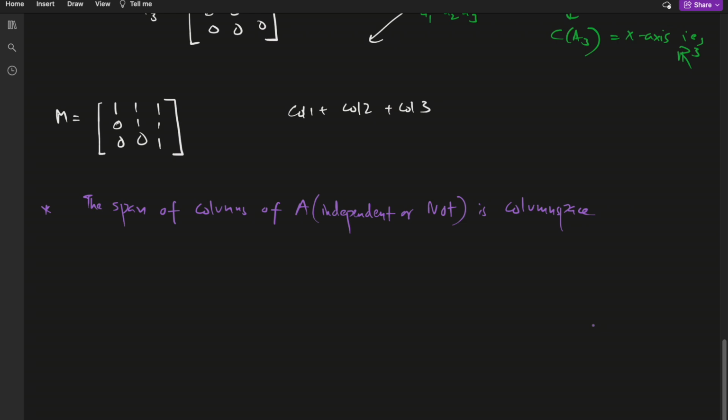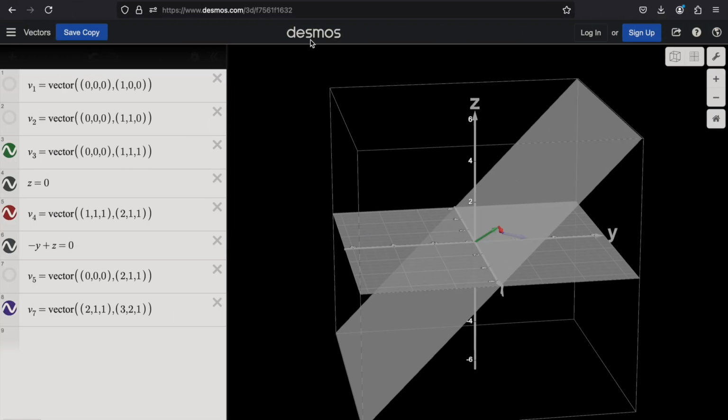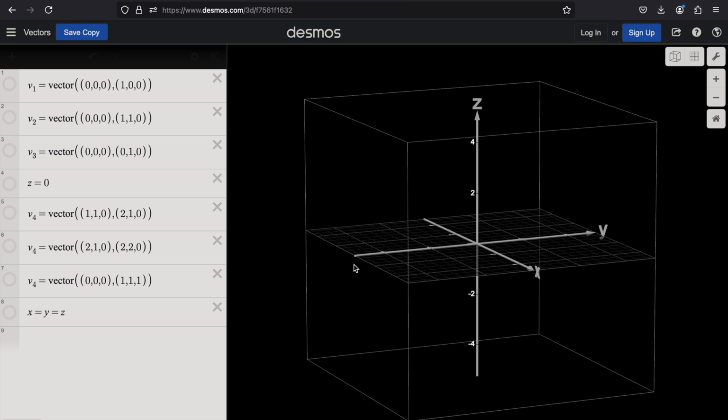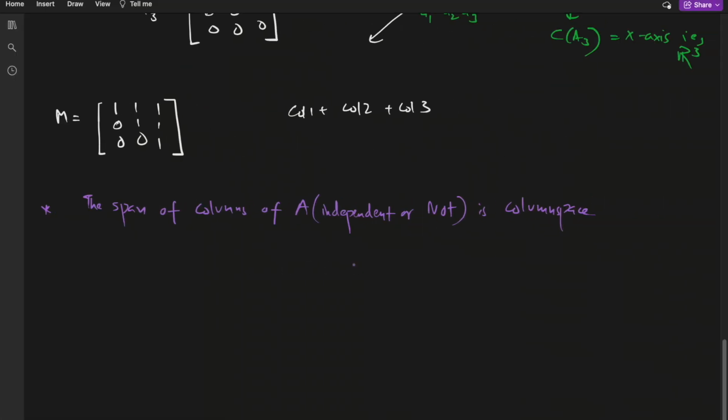Now we will see, we can also see one more example. I have one more example for you.